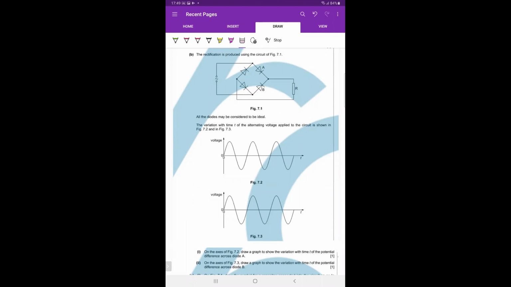Now the question is saying, on the axis of figure 7.2, draw a graph to show the variation with time of the voltage across diode A. So diode A के लिए they want you to construct the graph. You know, अगर मुझे ये axis पहले से provided है, अच्छा, the yellow color goes with yellow. So all I need to do is जो trace दिया हुआ है ना, I'll just follow it.